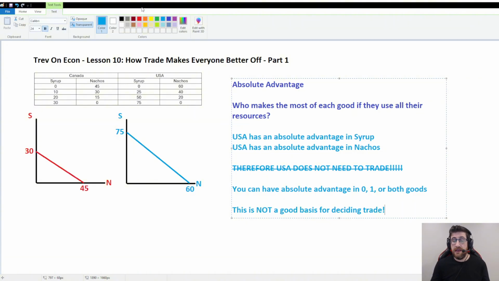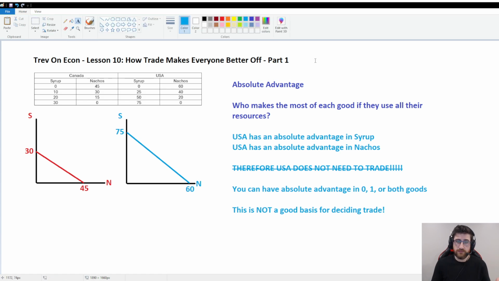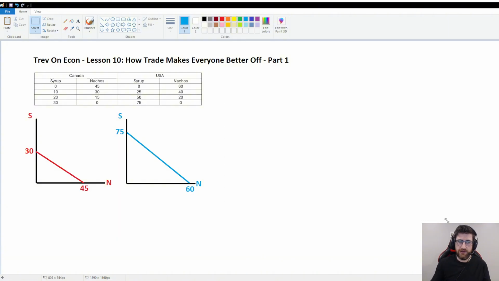It's a common trick in the real world. Keep an eye out for it. Just because someone's the biggest at something, it doesn't mean they're the best at it. The next thing we're going to do is round off part 1 by talking about the alternative method. The alternative method is something called comparative advantage.